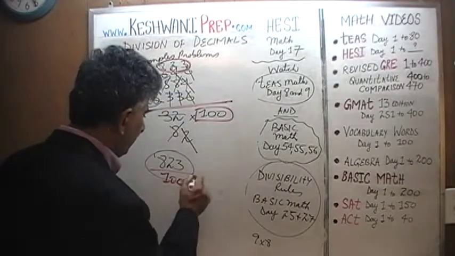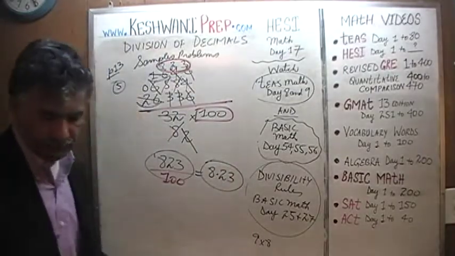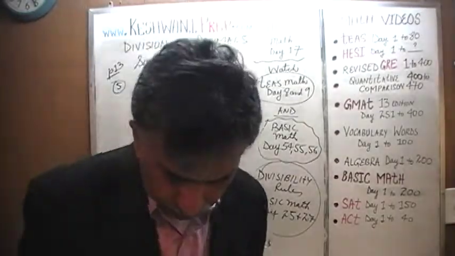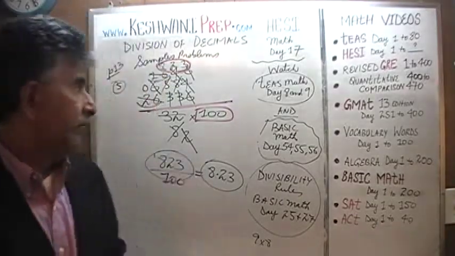The final answer that we have is 8.23. That's it. But you have to be able to do these things without the calculator. And you have to know this rule.